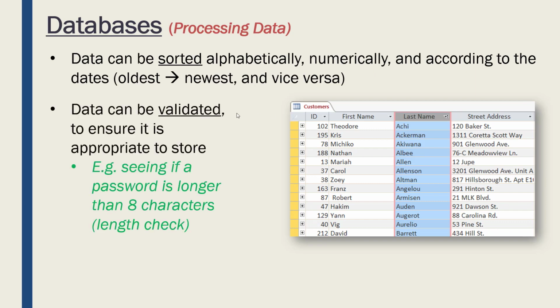We can also do validation in databases. Validation is making sure the data being stored is appropriate, so meets our criteria. For example, if we're storing a password, which requires quite a lot of security consideration, we need to make sure maybe that it is a certain length. So conducting a length check is a type of validation, making sure it's longer than 8 characters, maybe, if that is your criteria. That is processing. We're checking the input to make sure it is acceptable.